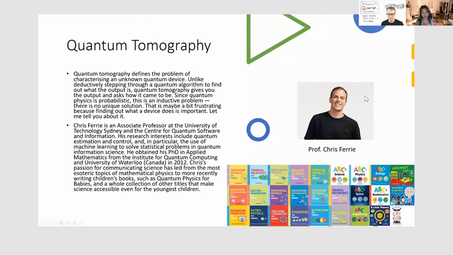Chris is a well-known author, and he is a professor in University of Technology, Sydney, and he's also part of the Center for Quantum Software and Information there. And Chris will be teaching us something about the internal working of quantum computers. And if you get a quantum device, how do you prove that it is actually a quantum device? So it's kind of a unique and mind-boggling problem that he will shine some light on today.